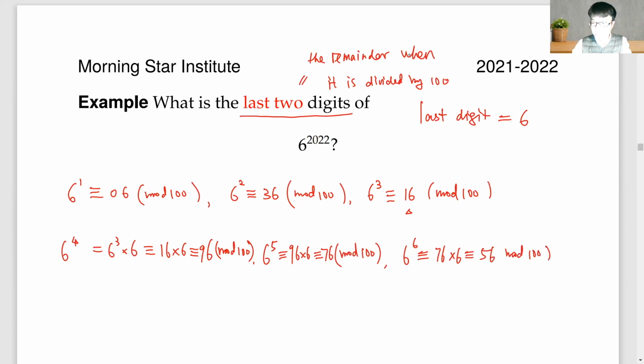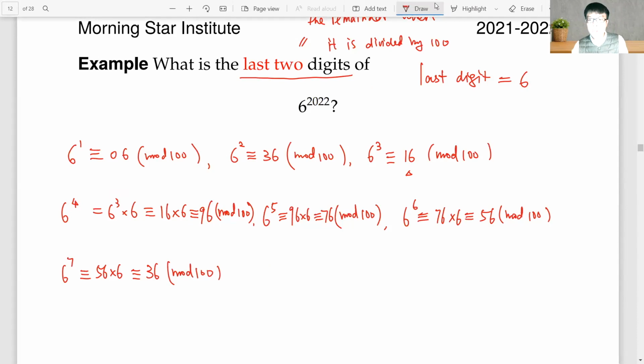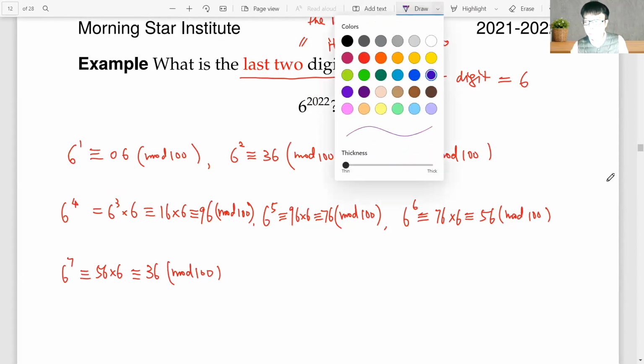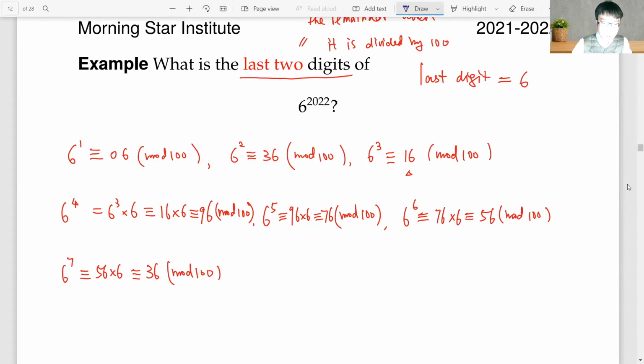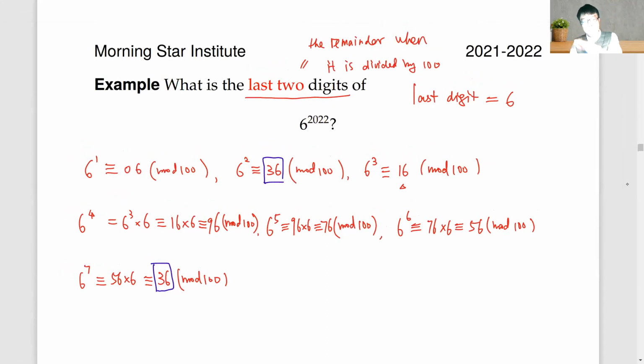Now we write more terms, and we are expecting some repeating pattern. So let's see, 6 to the 7. If you do 6 to the 7, that corresponds to 56 times another 6. We get the last 2 digits to be 36. Okay, that's good news because we have 36 before. So the second term shows the last 2 digits to be 36. Here we see 36 again. So by the similar computation, 6 to the 8th power will be 16. The last 2 digits will be 16.